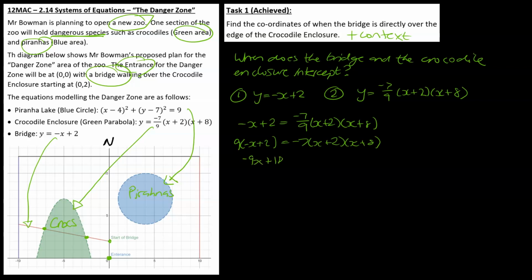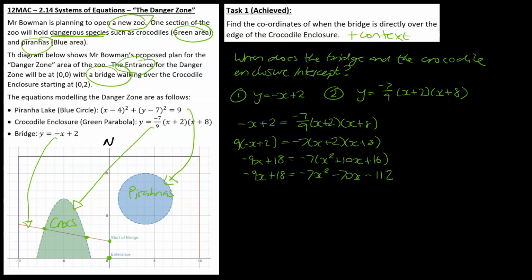Sorry, bad 8, let's try that again. Plus 18, that's going to be equal to negative 7 of x squared plus 10x plus 16. Then let's expand the final bracket. Negative 9x plus 18 is equal to negative 7x squared minus 70x minus 112.